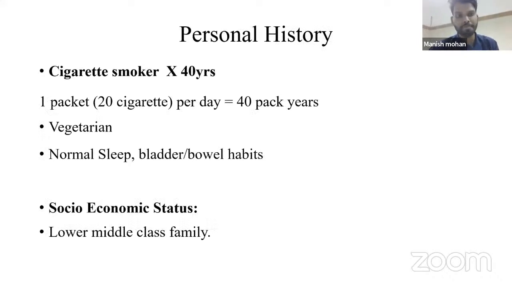Personal history: he is a smoker. He has been a smoker for the last 40 years, and he used to smoke at least 1 packet per day, so his pack-years were calculated as 40 pack-years. He is a vegetarian by diet, and has normal sleep, bowel and bladder habits. His socioeconomic status is lower middle class.